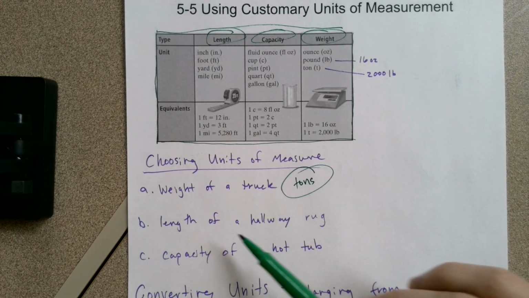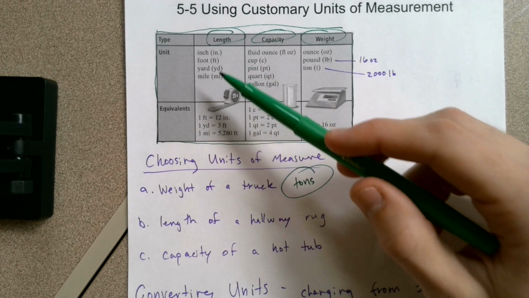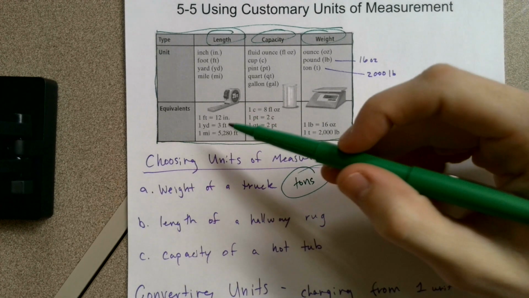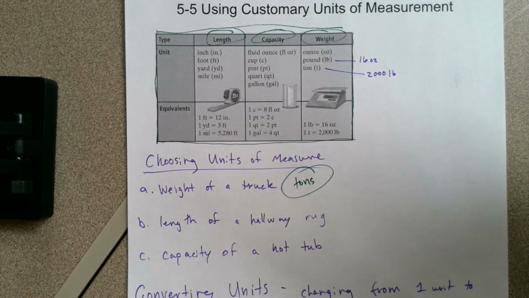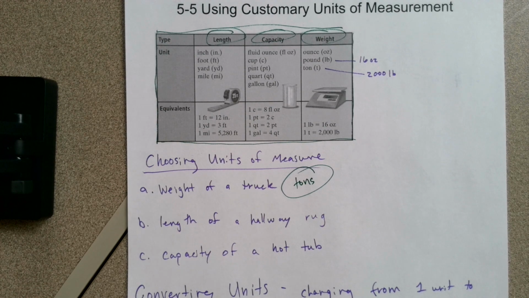Now we're looking at length of a hallway rug. Okay, we're on the length. We've got different things: inch, foot, yard, mile. You all know how much a mile is. That's not going to be something that's able to measure a rug. A yard, okay, maybe a yard is, let's see, it tells us right here, 1 yard is 3 feet. That might not be so bad. A foot is 12 inches. You all know how much a foot is. You've done that since you were in elementary school.